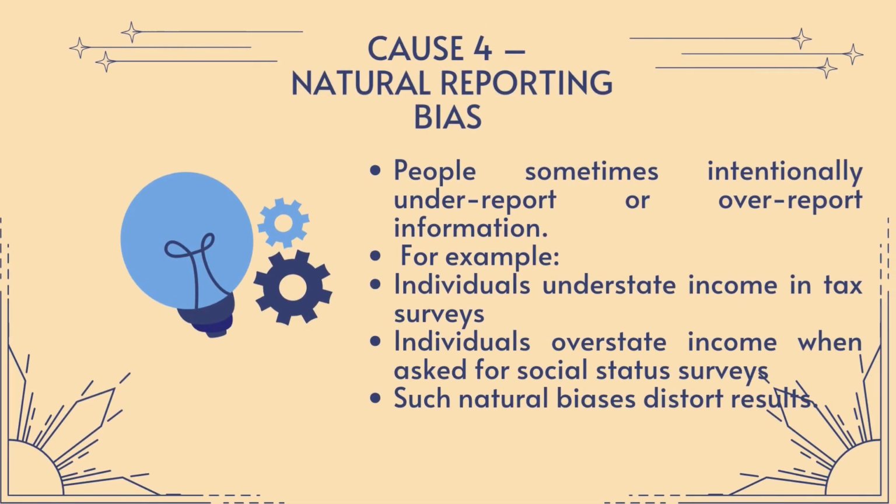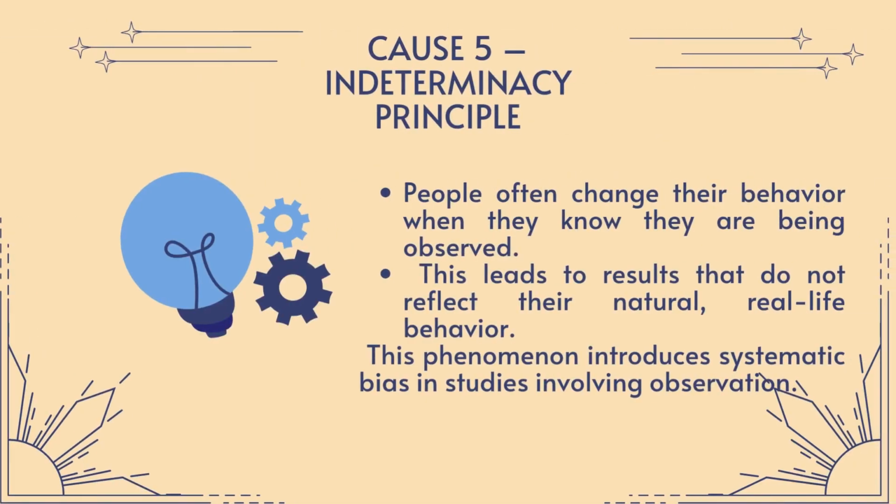Cause 4 is natural reporting bias. People sometimes intentionally underreport or overreport information. For example, individuals understate income in a tax survey and individuals overstate income when asked in a social status survey. Such natural biases distort the results. Fifth is the indeterminacy principle. People often change their behavior when they know they are being observed. This leads to results that do not reflect their natural real-life behavior. This phenomenon introduces systematic bias in studies involving observations.